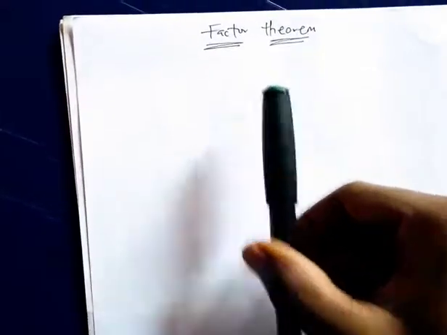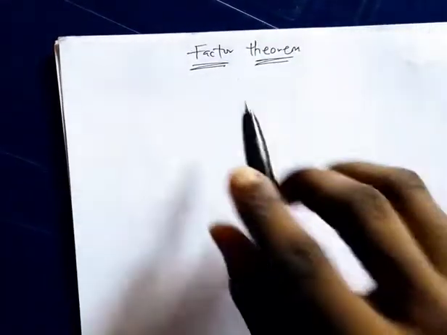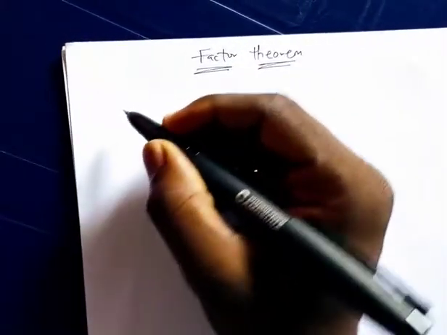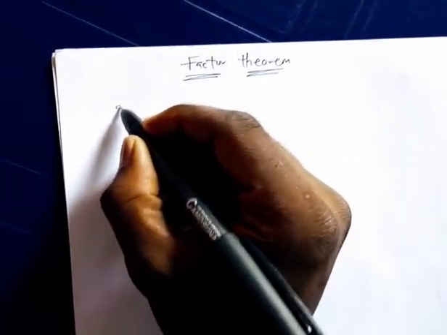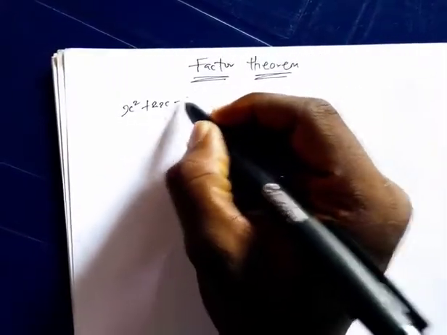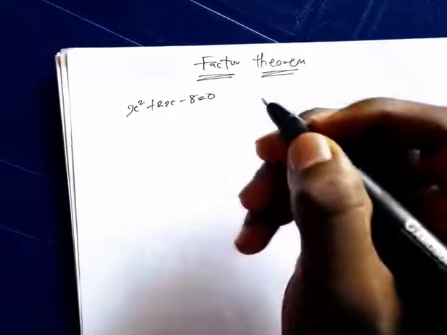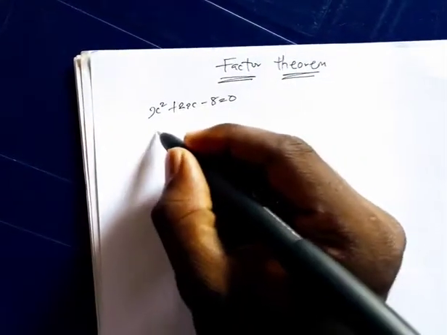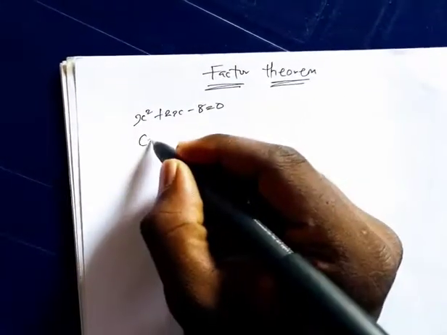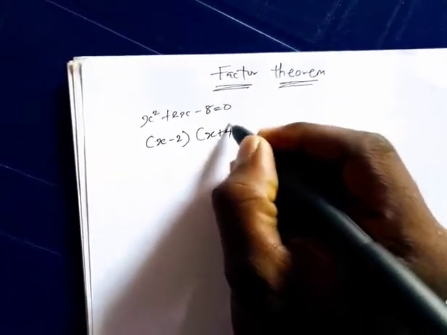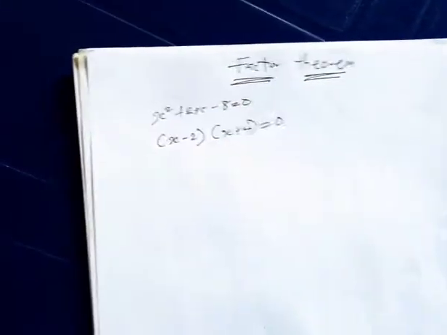Hello everyone. In this video, we're going to be looking at factor theorem. Now, let's say we are given the quadratic x squared plus 2x minus 8 equal to 0. Now, this is a quadratic equation that factorizes into this form: x minus 2, x plus 4 equal to 0.